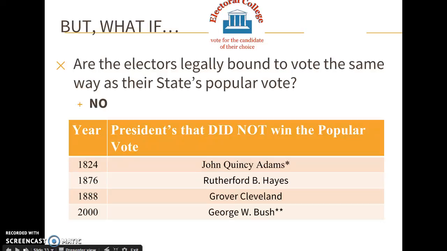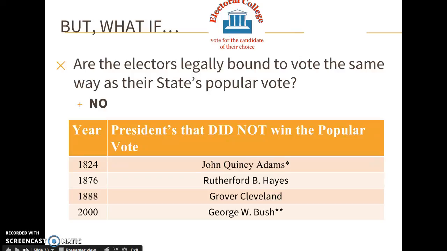So we've had several presidents over the years win the electoral vote, but not win the popular vote. The first one would be John Quincy Adams. He won the electoral vote, but he lost the popular vote to Andrew Jackson. Andrew Jackson went on to become president later on, a few years later, actually.